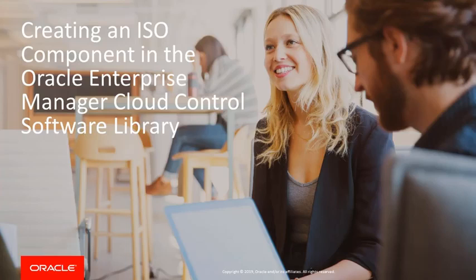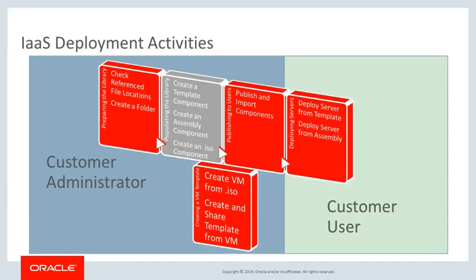In it, you see how to create an ISO component in the Oracle Enterprise Manager Cloud Control software library. IaaS supports rapid and managed deployment of servers in a virtualized environment. You create components from template, assembly, and ISO files. The gray box in the process diagram includes activities that are shown in the upcoming demonstration.